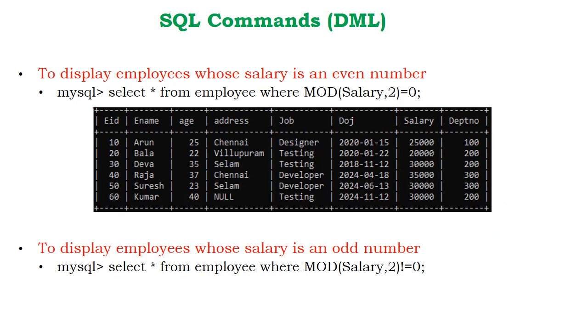We can also apply the modulo operation. For example, if you want to show only the even numbers, we can apply the modulo operation. For example, salary modulo 2, and if the remainder is 0, then it will display. If it is not 0, then it will show the odd numbers.